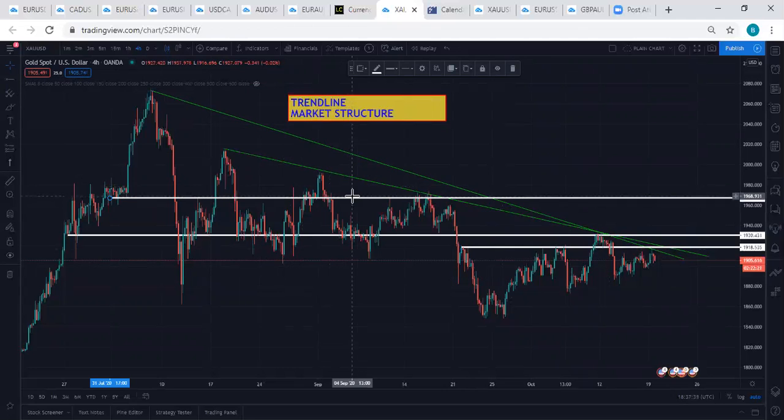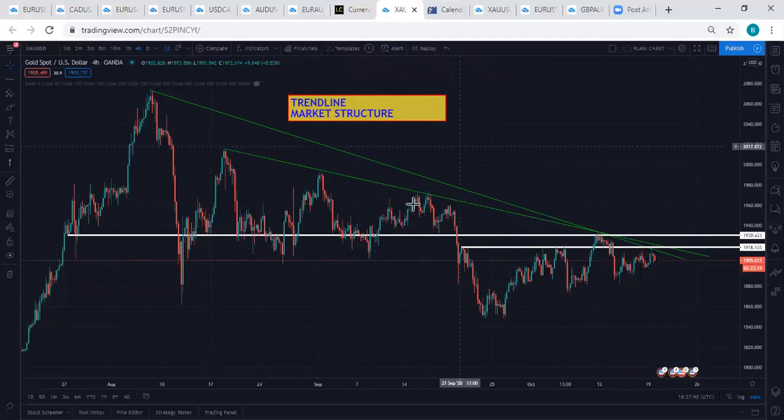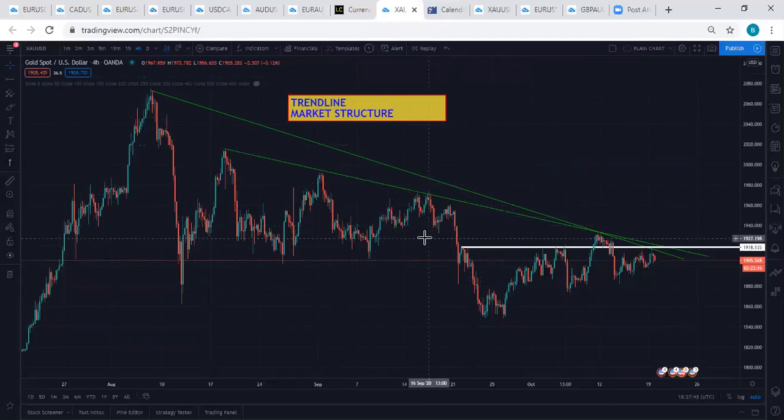Please, your chart should not be noisy. Don't put too many lines on your chart. Your chart should not be noisy. Now, if you ask me which of these resistance lines I would want to use, both of them are serving a good purpose, because this one is serving a good purpose.